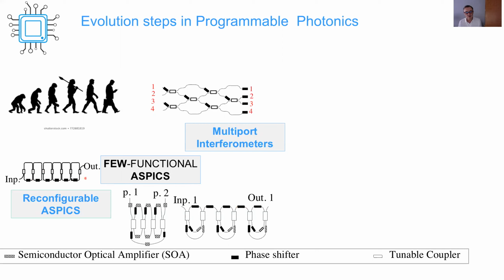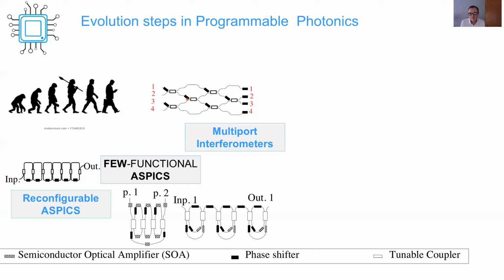From these designs, we move on to what we call few functional aspects. These are a little bit more elaborated structures where they still have a fixed topology, but they can be used to emulate or to provide 2 or 3 non-optimized functionalities. From that, we evolved to multiple programmable interferometers, which are N by M input-output port structures, where by acting over internal couplers or phase shifter elements, we can actually program any kind of linear matrix transformation.